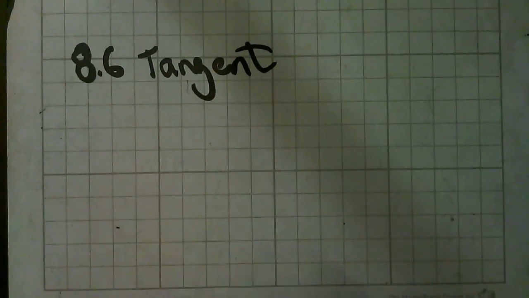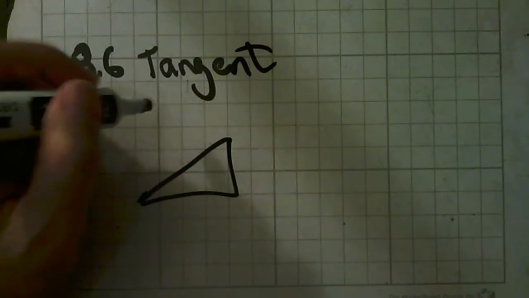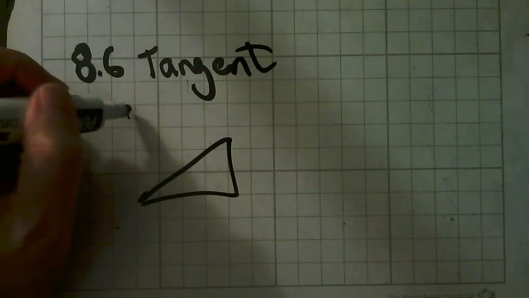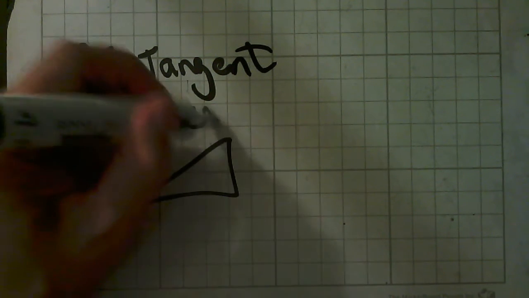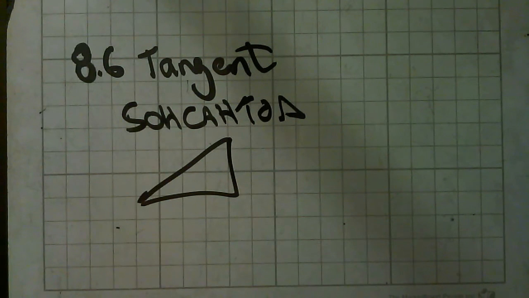Okay, in this lesson, we're going to be going over what tangent is. The first thing we want to go over is that in the past, we've solved for tangent in Math 2 using our SOHCAHTOA. If you recall, tangent was opposite over adjacent.